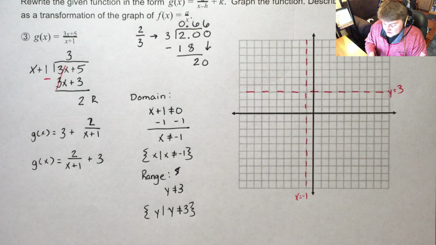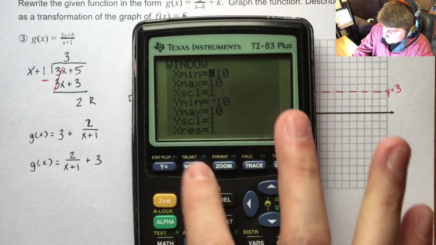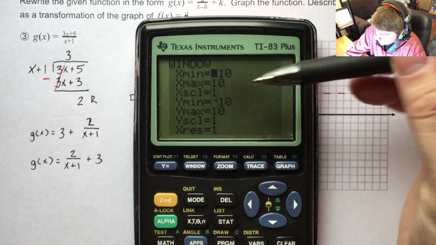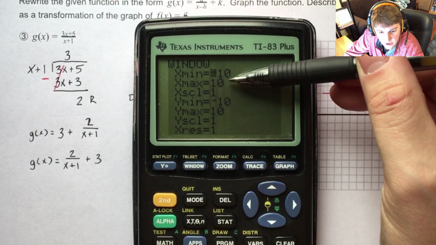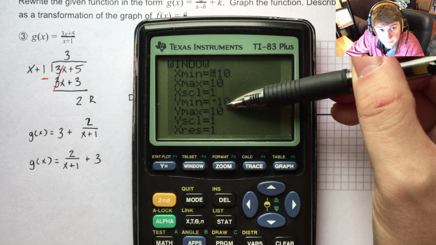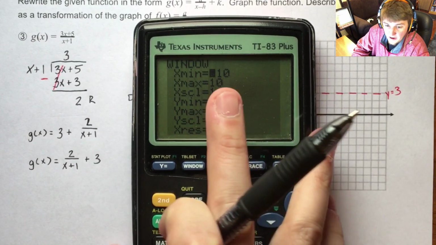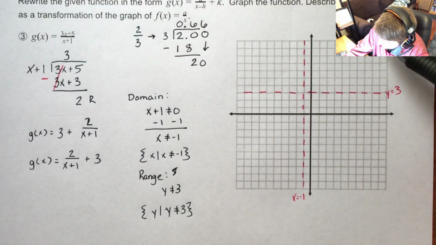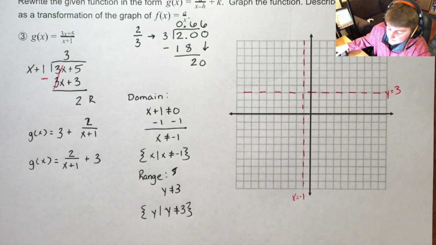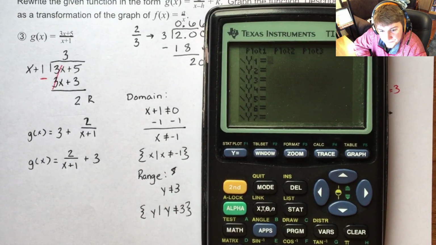Okay, as you turn your calculator on, you're going to want to hit window, and this screen is going to come up. Make sure your x minimum is -10 and your x maximum is +10. Same with your y minimum and your y maximum. What this is doing is, when I hit graph, we are going to be looking at the exact same window as what we have here. That's all it's doing.